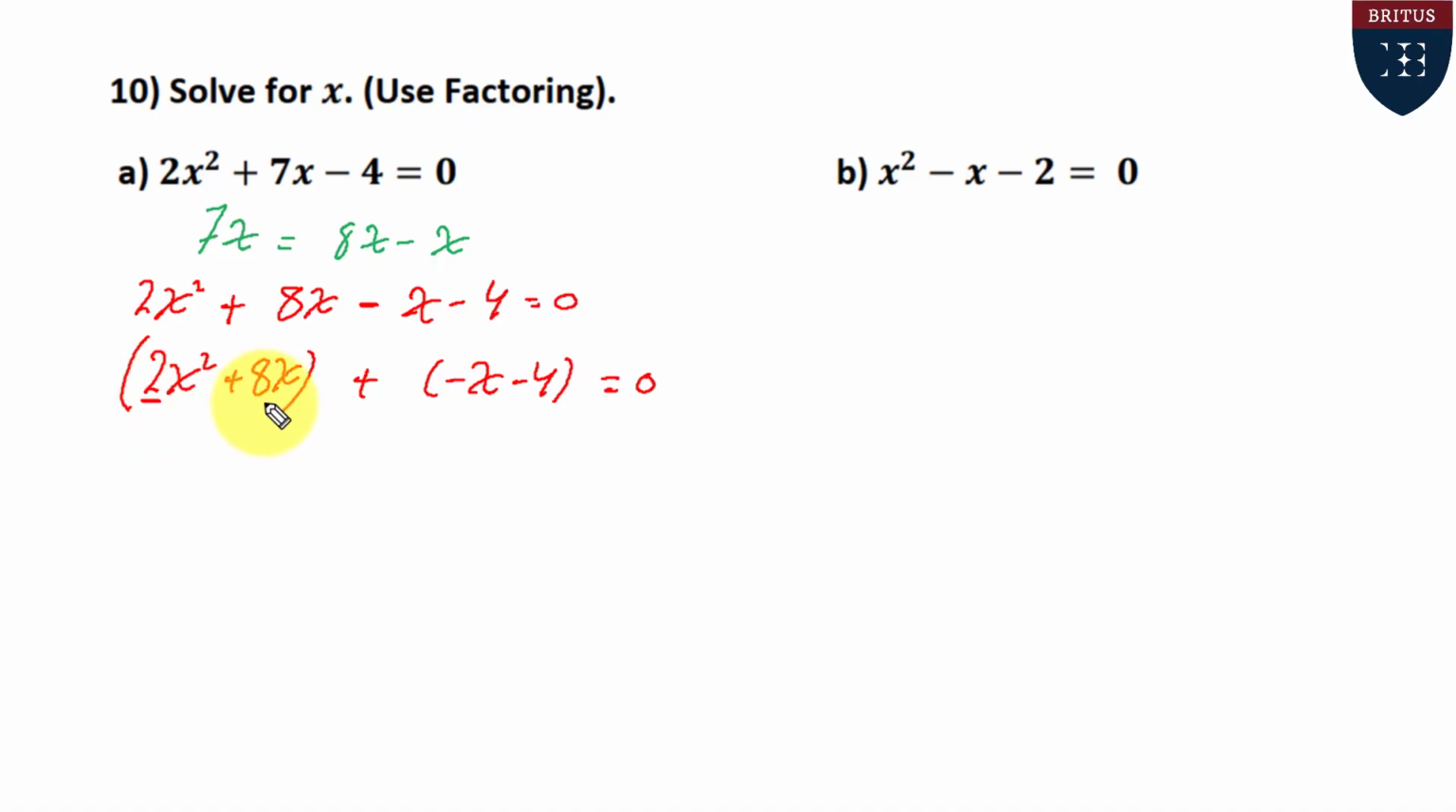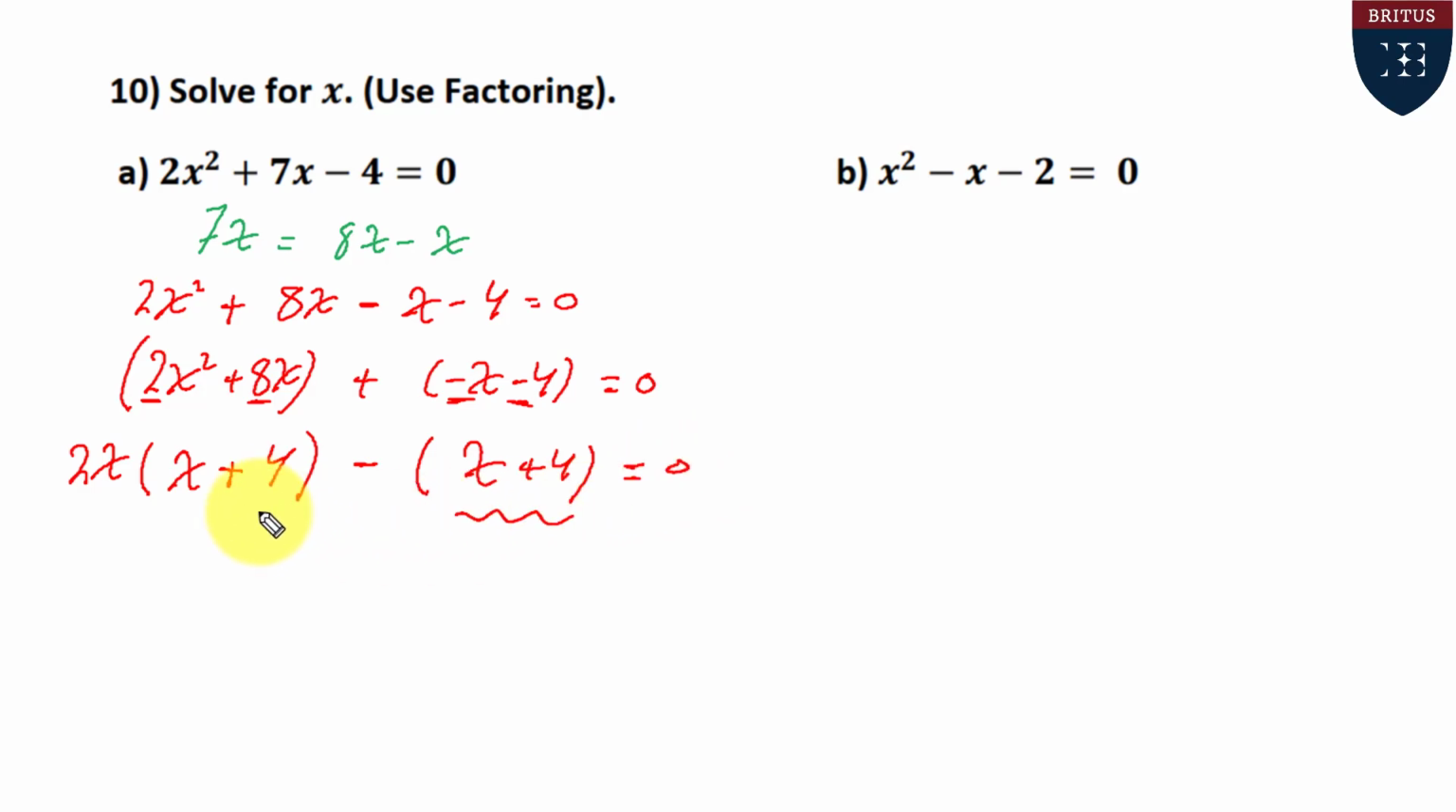By taking the common factor between 2 and 8, which is 2, and x as a common factor, the common factor is 2x. Now, 2x squared divided by 2x gives x, plus 8x divided by 2x equals 4. We have a common factor which is negative 1, so we get the negative sign outside: x plus 4. Negative x divided by negative 1 equals x. Negative 4 divided by negative 1 equals 4. So this equals 0.